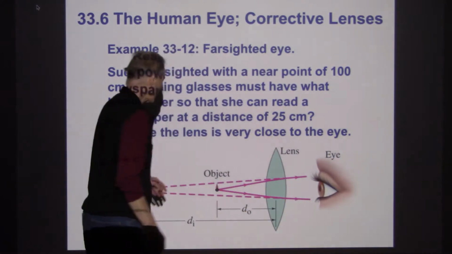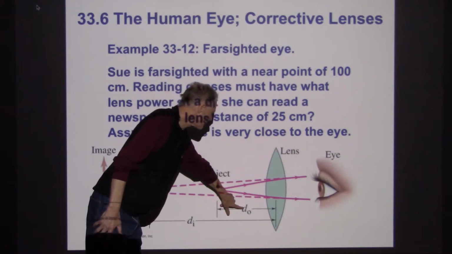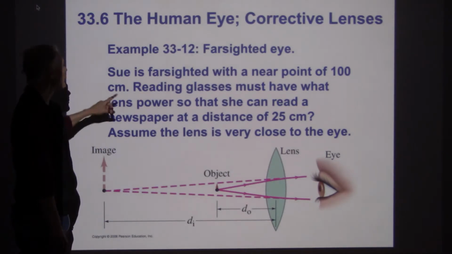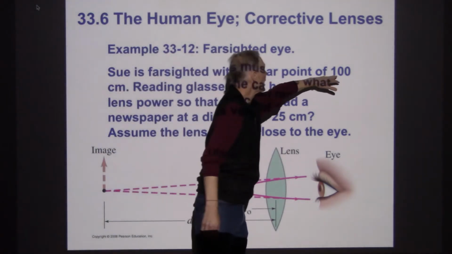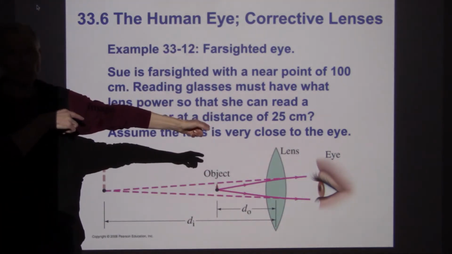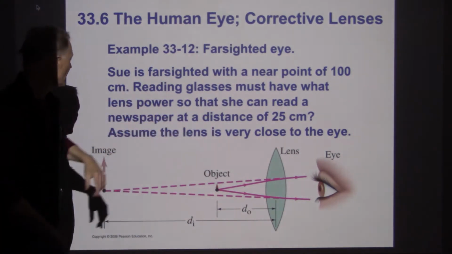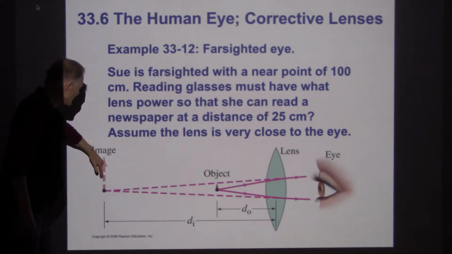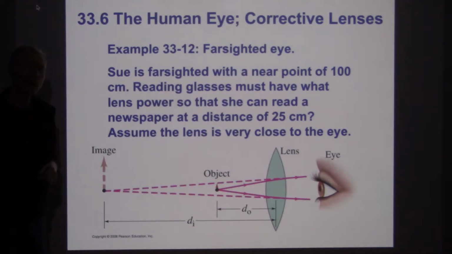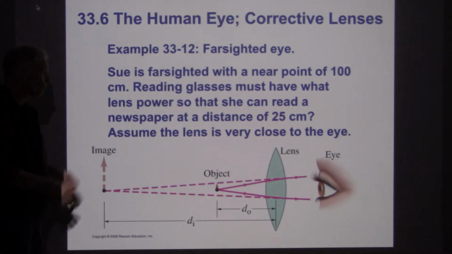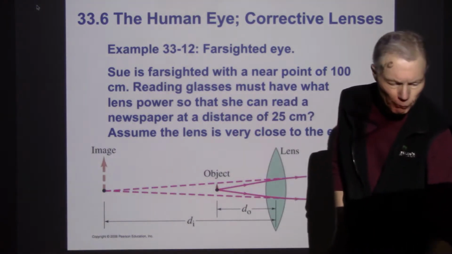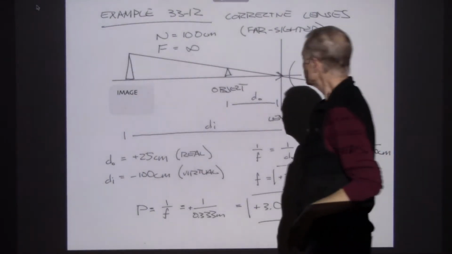So anyway, I want a DO of 25 centimeters. I want a DI of, well, for this person, I want a DI of 100 centimeters. And I want the DI to be 100 centimeters because, hey, that's where Sue's near point is. As long as the image is out here somewhere, our patient is going to be able to focus on that light. So those are the numbers. This is the lens. What we want to do now is calculate what the focal length should be.